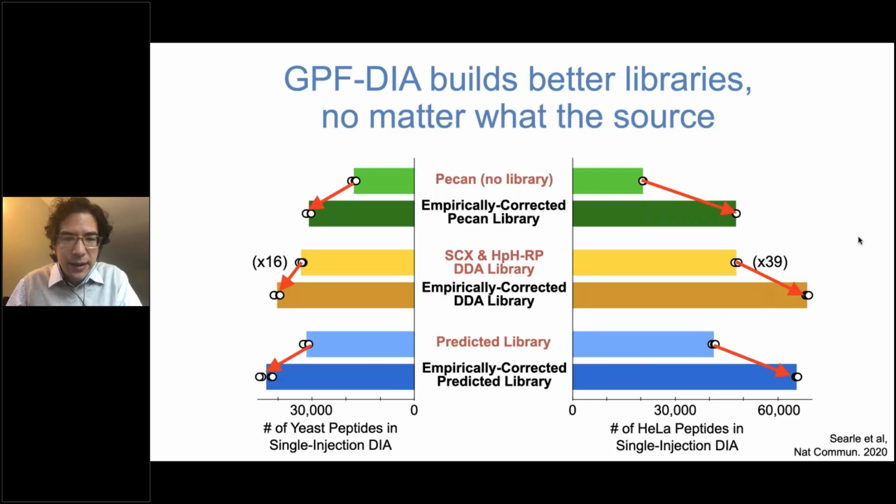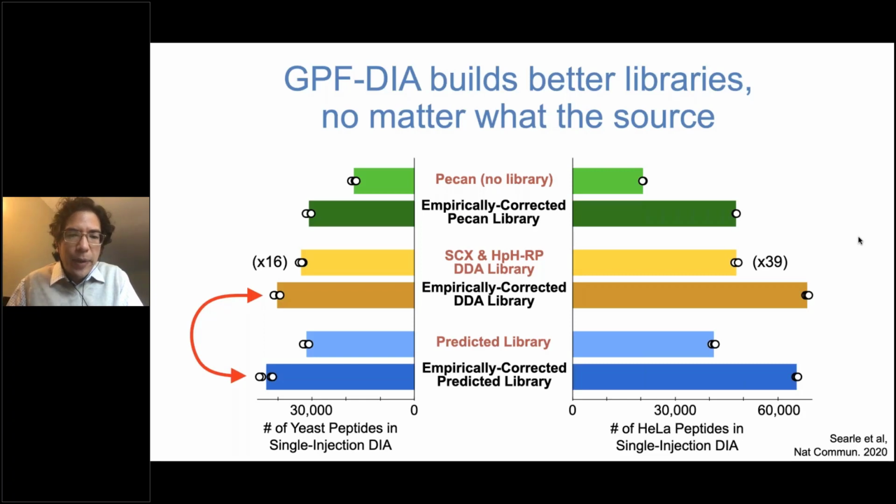Same thing for the SEX and high pH reverse phase DDA libraries, and same thing for the predicted libraries, that you get a significant boost in the number of detections that you can make. But I think the most important thing is that no matter what the source is, whether you're building this off of a sample-specific SEX and high pH reverse phase DDA library, or you're building it off of a predicted library, you essentially get about the same results, indicating that they both sort of saturate and provide the highest level of library quality.